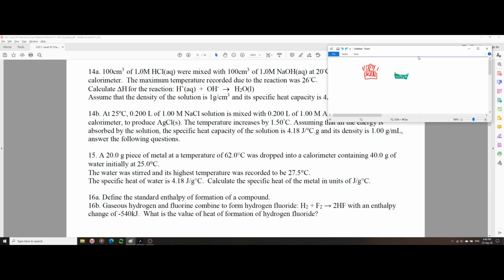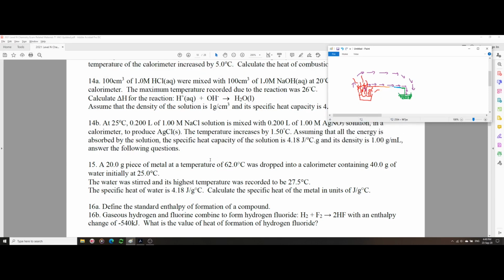Okay, so let's do this. First of all, the entire concept is that you have something hot and you have something cold, be it a solution, a solid, whatever it is. The heat energy is going to flow from the hotter one to the colder one if you have some form of connection between them. In that case, it's direct contact. It's a metal dropped into that calorimeter, which contains water, with cold water to be specific, like from hot to cold. So you're going to have a temperature change.